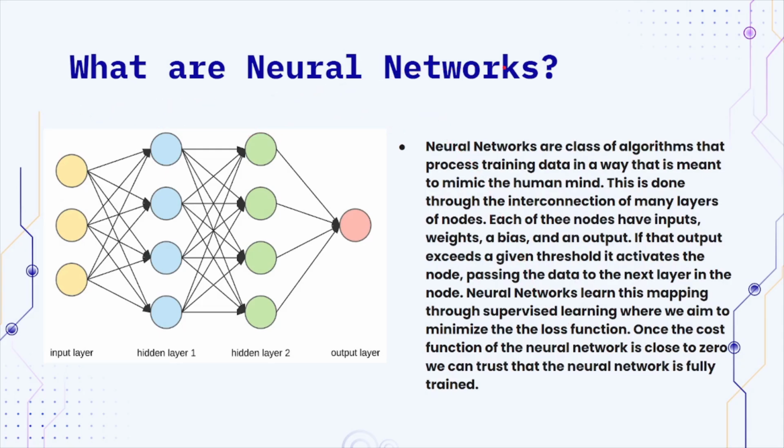What are neural networks? If you've seen the previous video, you'll know that neural networks are one of the supervised machine learning algorithms. Basically, they try to mimic the human mind. They do this by an interconnection of many layers of nodes, and each of these nodes have inputs, weights, a bias, and an output. That's very confusing. What does it mean? I understand.